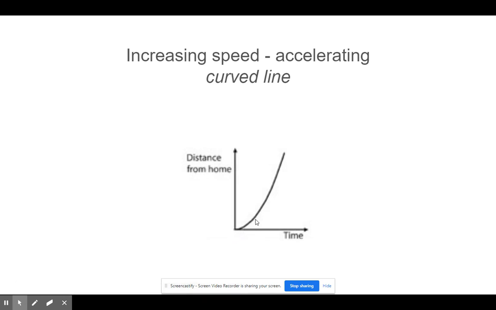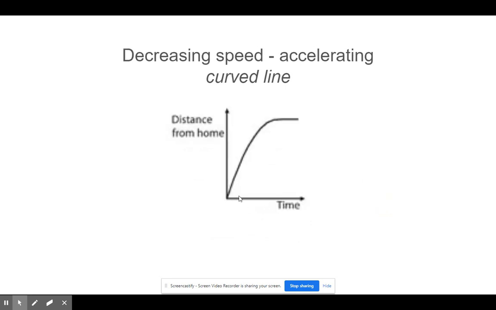Okay, they're going kind of slow, and then they speed up. And you know they're speeding up because the curve is getting more steep. Okay, this is pretty steep, so they're going pretty fast, and then all of a sudden they're slowing down. They're staying at pretty much the same distance as time goes on, so they're slowing down.